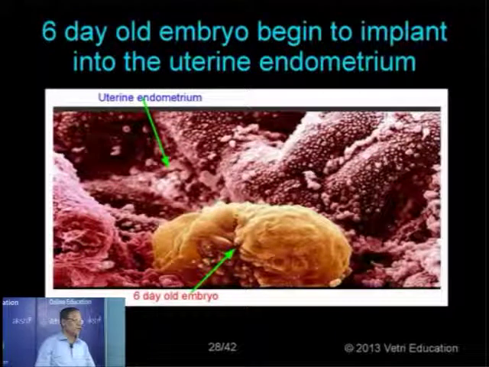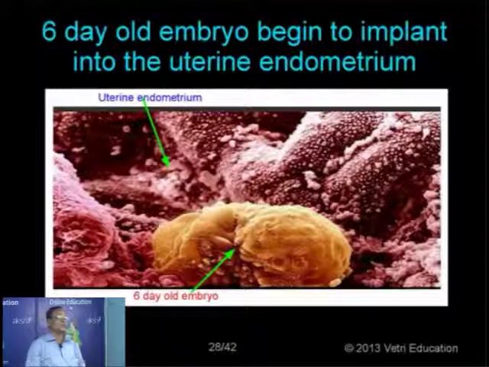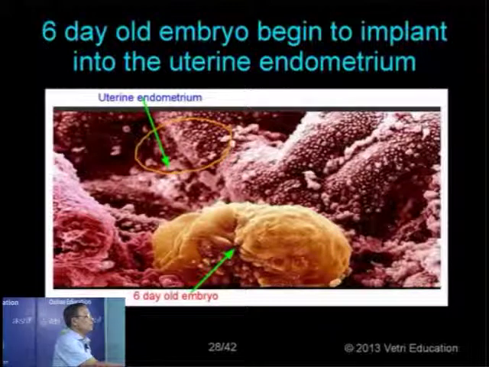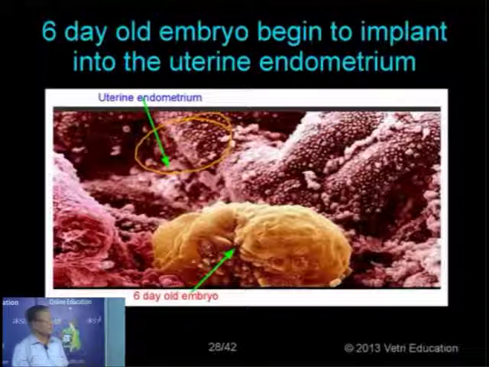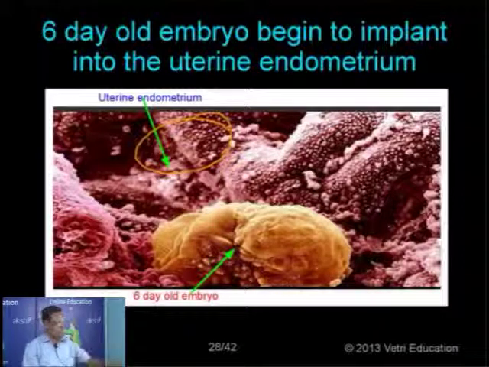Now, after implantation, say this is a photograph. You can see just the inner uterine wall. So this area is nothing but the endometrium, representing the uterine endometrium. This is a 6-day-old embryo, the yellow colored one. The color is given just to show the difference between the two. Now this embryo gets attached to the wall of the endometrium. That phenomenon is called implantation.